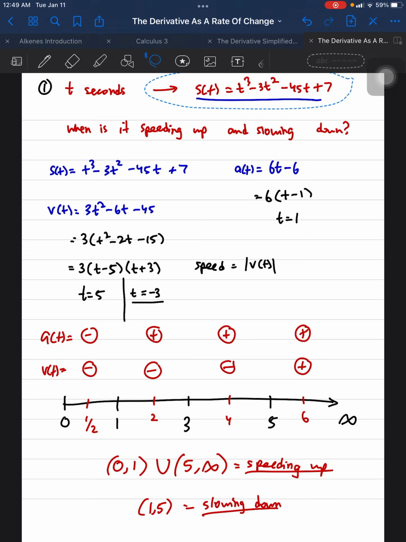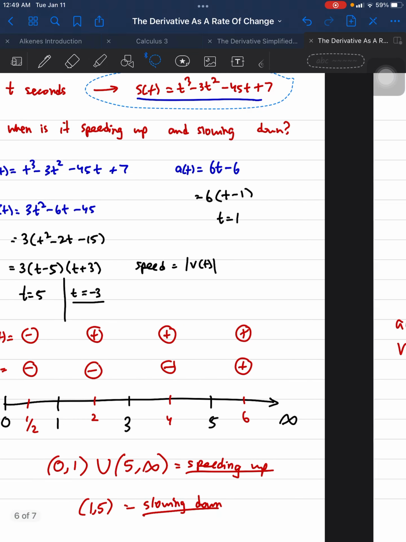So for this position function right here, in between time t equals 0, meaning the starting point, to time t equals 1, and time t equals 5 to time t equals infinity, the object is actually speeding up. And in between the interval time t equals 1 to time t equals 5, the object is slowing down.